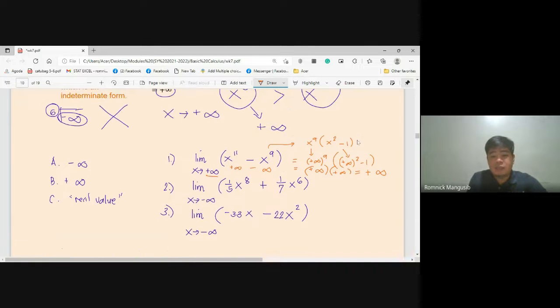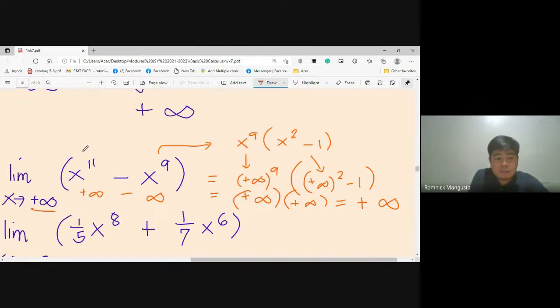Or by clearly looking into this one, makikita mo na kaagad na si x raised to 11 ay mas malaki kay x raised to 9. So kung pareho sila nag-increase, sino sa dalawa magpe-prevail kung i-subtract mo ang difference nila? Ito ang magpe-prevail. Kaya it remains to be positive infinity. Siya mananatiling mas malaki kaysa kay x raised to 9 kung sabay sila sa pag-increase.